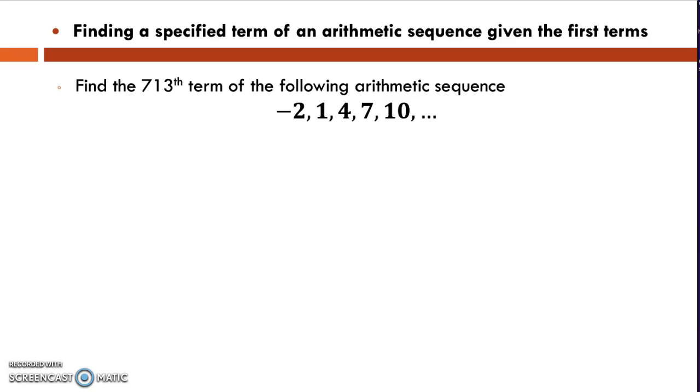Everybody. In this video we're going to talk about finding a specified term of an arithmetic sequence given the first terms. So if we're told to find the 713th term of the following arithmetic sequence, that would be a lot of adding a number over and over and over again, right? So we have a little bit of a simpler way to do this, so let's take a look at that.